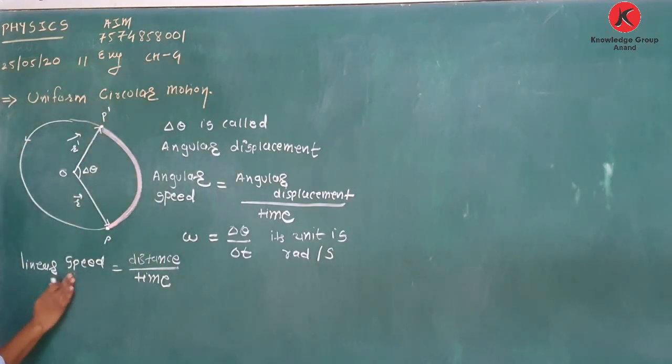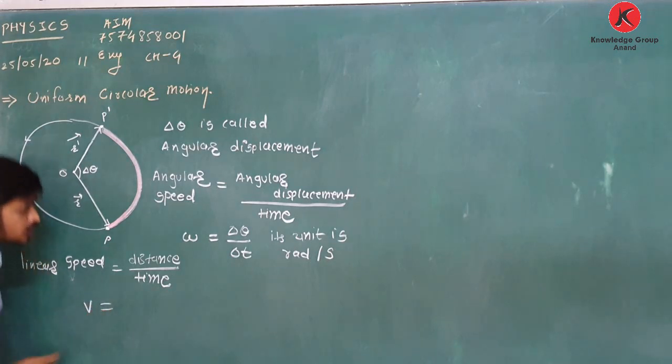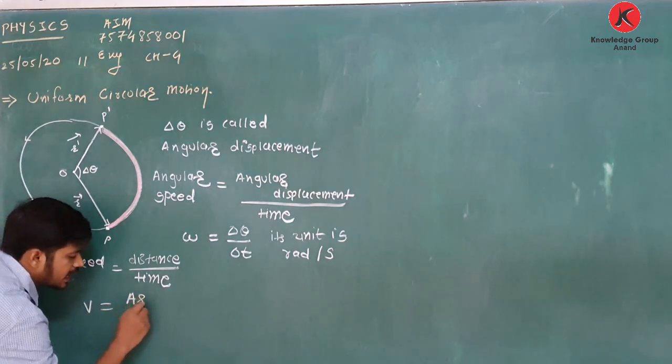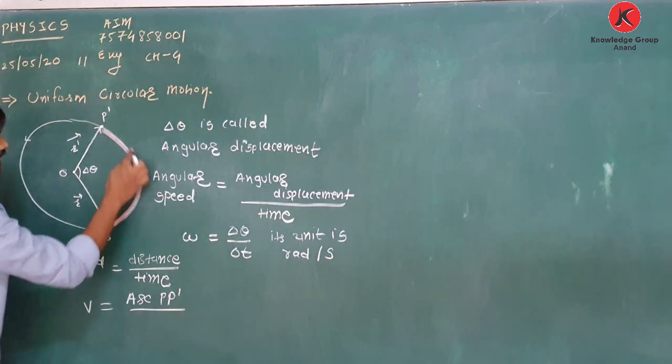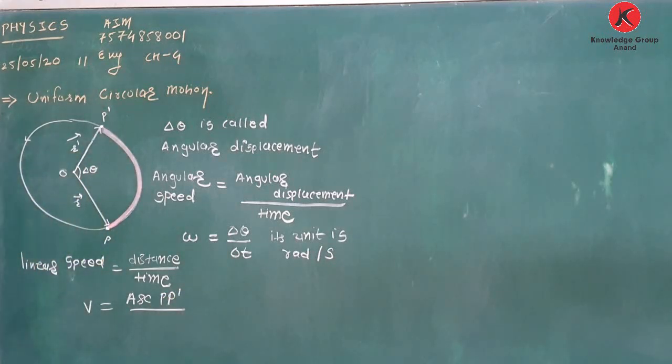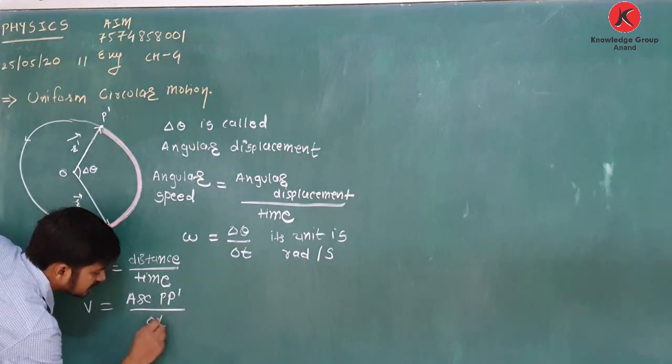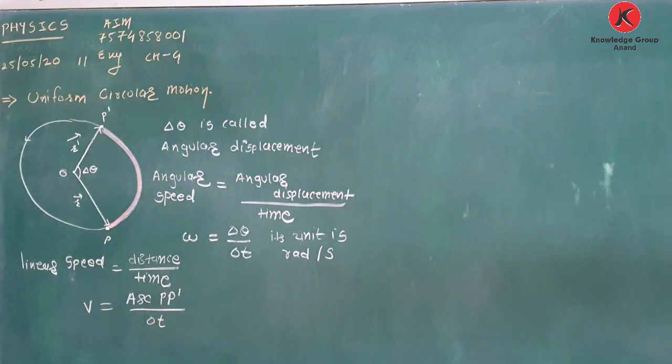Then how to find linear speed? Linear speed v is equal to the distance traveled. It is called arc PP dash. This is arc PP dash. Clear about this? Okay. What is time? Yes, it is delta t. Clear about this? So linear speed is equal to distance upon time.